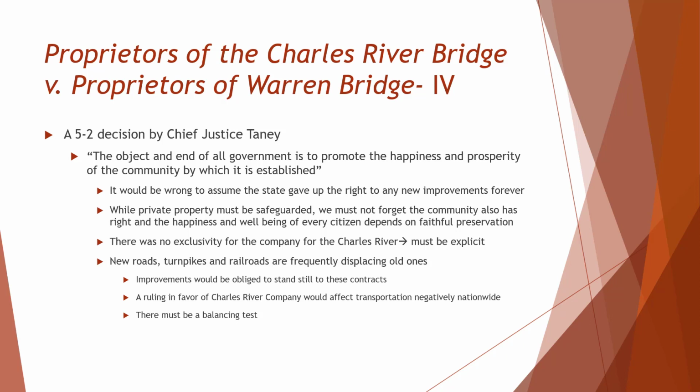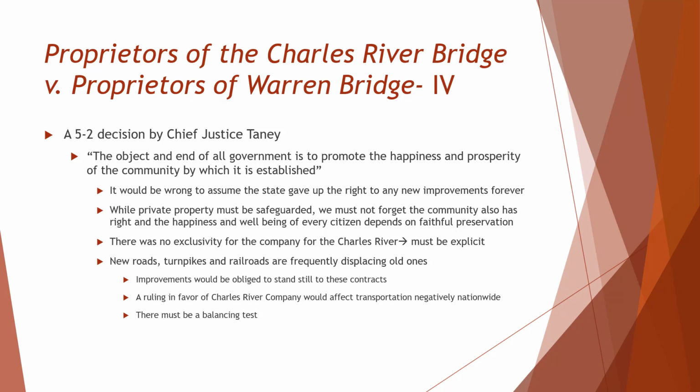So what Chief Justice Taney says is that there was no exclusivity in this contract. That in order to show exclusivity, it actually has to be very explicit. So he said that we're having new roads, turnpikes, railroads displacing the old ones all the time. Or, basically, maybe making them obsolete. So he said here that new improvements still stand to these contracts. So a ruling here for the Charles River Bridge Company would affect transportation negatively everywhere in the country.